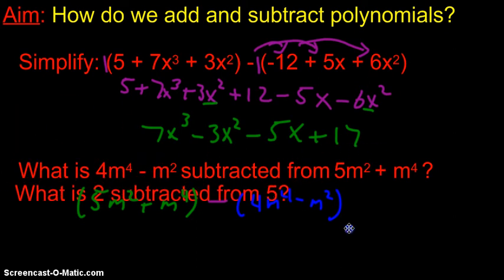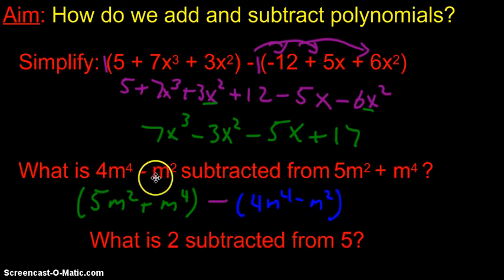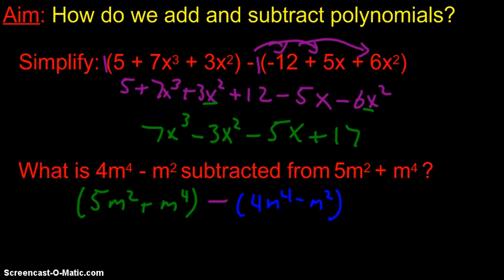So here's the same problem, but instead of 4m to the fourth minus m squared, we replaced it with 2, and instead of 5m squared plus m to the fourth, we replaced it with 5. So what is 2 subtracted from 5? Now, if you use your imagination, I would think to take 2 away from 5 would leave me with 3, which really means 5 minus 2, meaning this, based on how this statement is written, the first thing is being taken away from the second thing. That is why it's written in this order. So this is really the same thing as 5 minus 2, which is why this is the way it is.